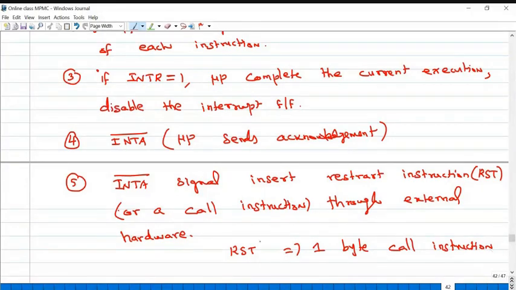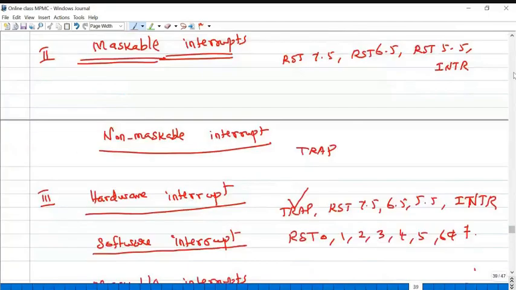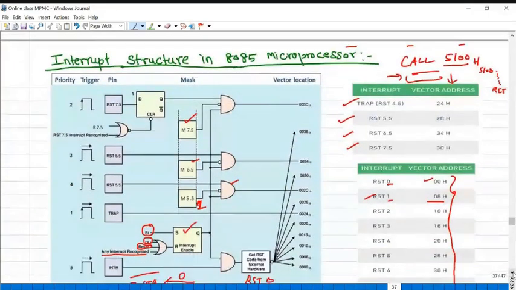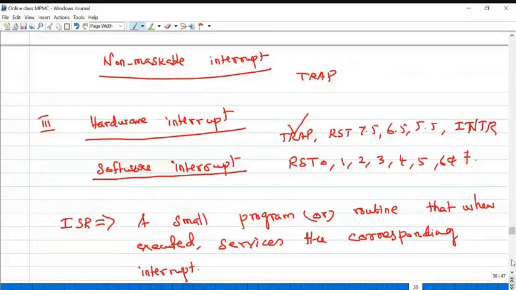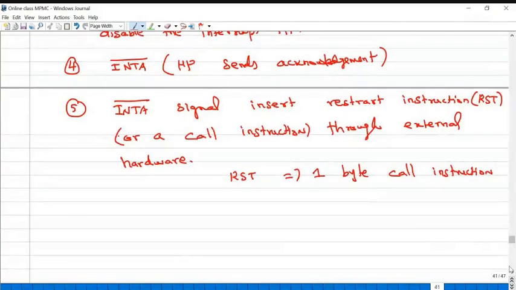So we already discussed in the table, RST 0, when the external hardware places RST 0, the program flow will transfer to the 0000 address location, and so on. The fifth step. So sixth step. Whenever the call instruction or RST instruction is executing, what will the microprocessor usually do? Just now we discussed.